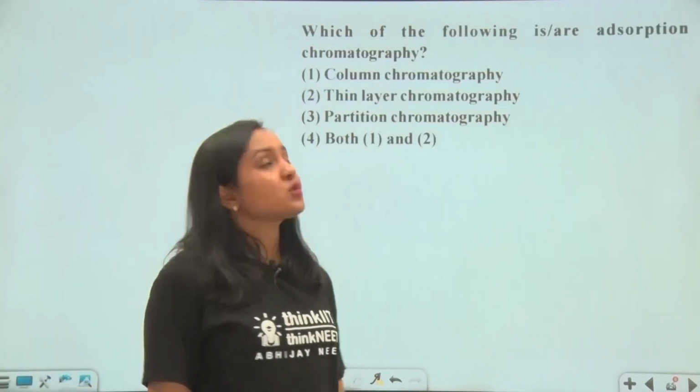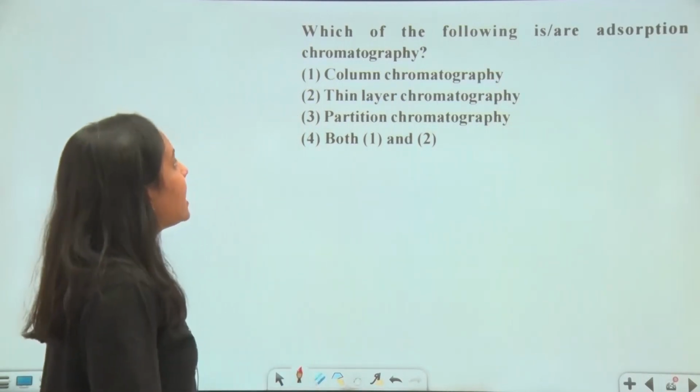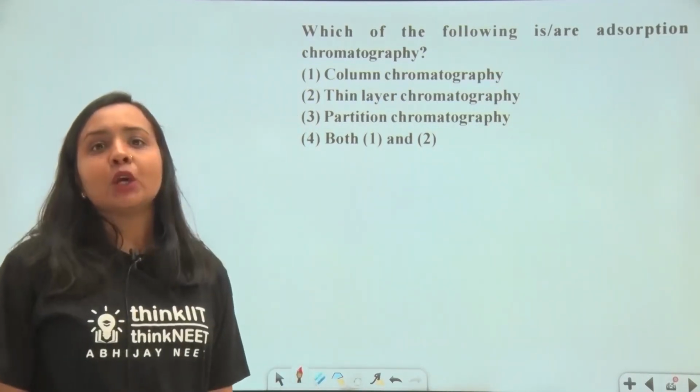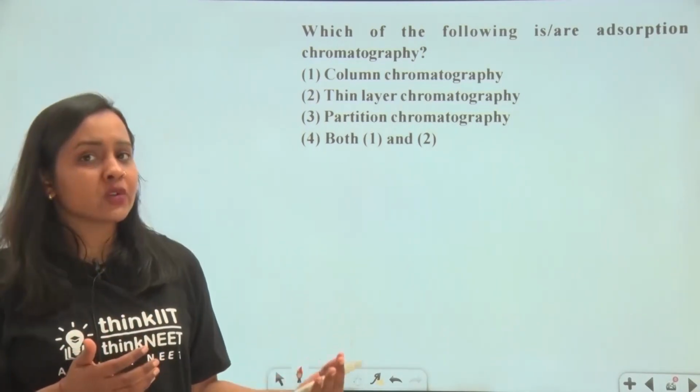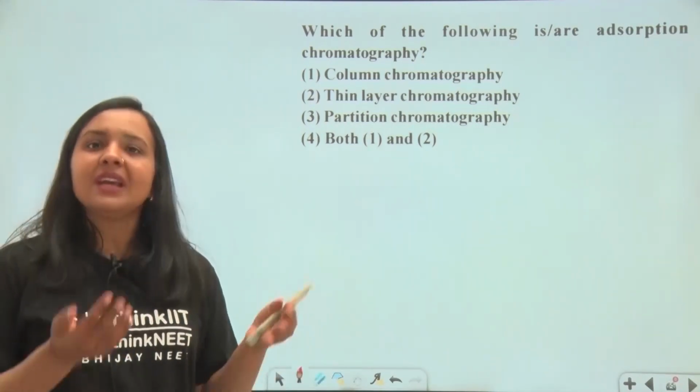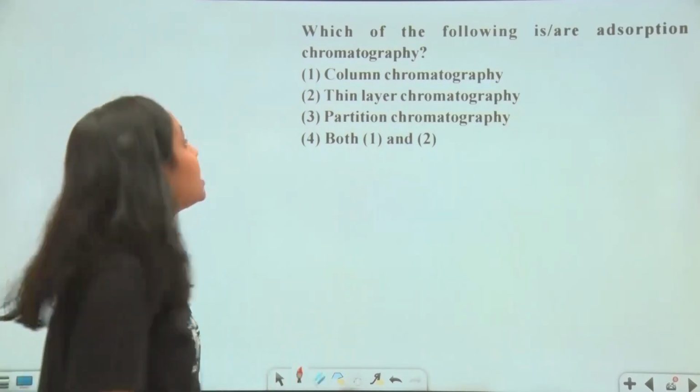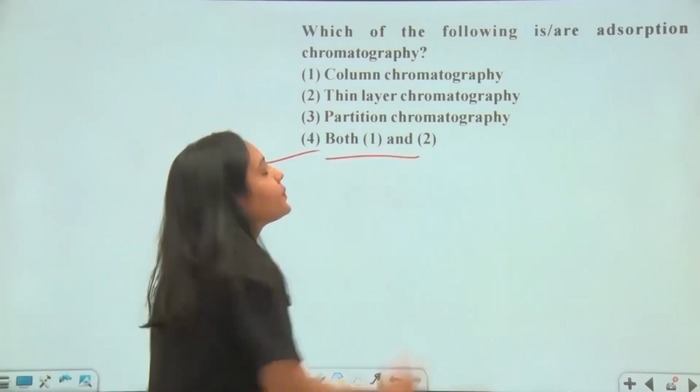Hello dear students, our next question is which of the following is adsorption chromatography? So basically column chromatography and thin layer chromatography are examples of adsorption chromatography, but paper chromatography is an example of partition chromatography. So option 4 is the correct answer.